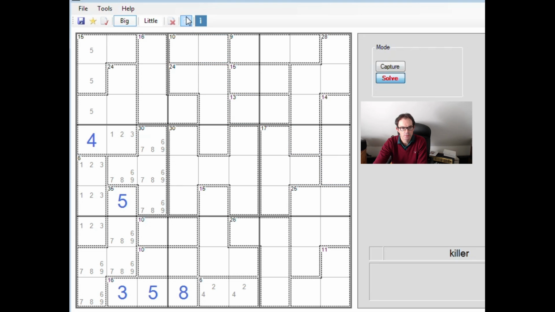Okay, now what can we do with that, if anything? So we know there's going to be a 4 in one of these 2 positions because of this 4 here. Therefore there'll be a 6 in one of these 2 positions.